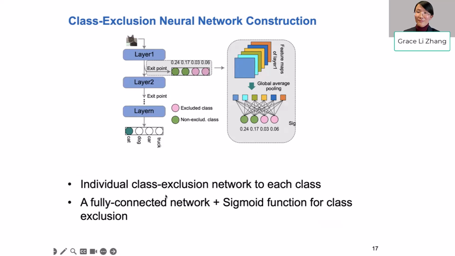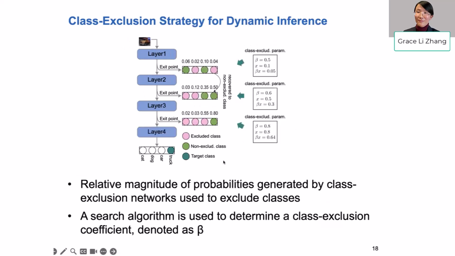So we have to use an individual class exclusion network for each class. For example, we use a fully connected neural network plus sigmoid functions for class exclusion. Of course, the intermediate feature map has to be compressed to construct a fully connected neural network. And instead of using the absolute values of probabilities to exclude the class, we use relative magnitude. We find the largest probabilities and set a threshold, so that below the threshold you can exclude some classes. And we determine this threshold by some search algorithms.